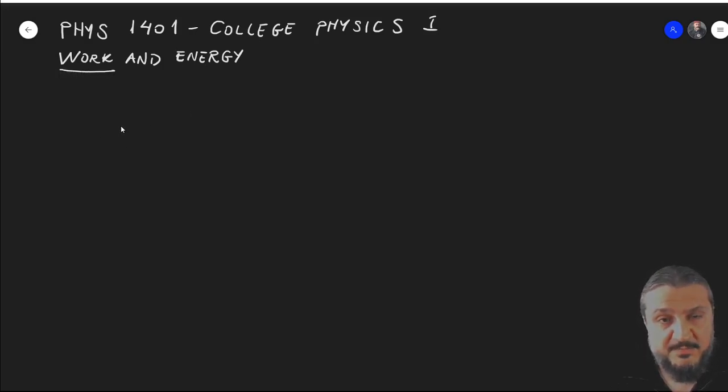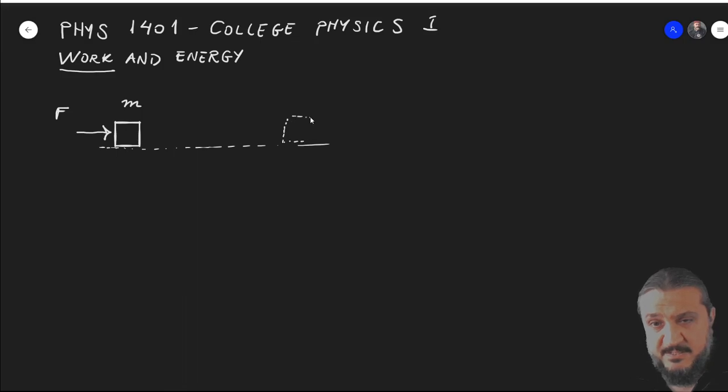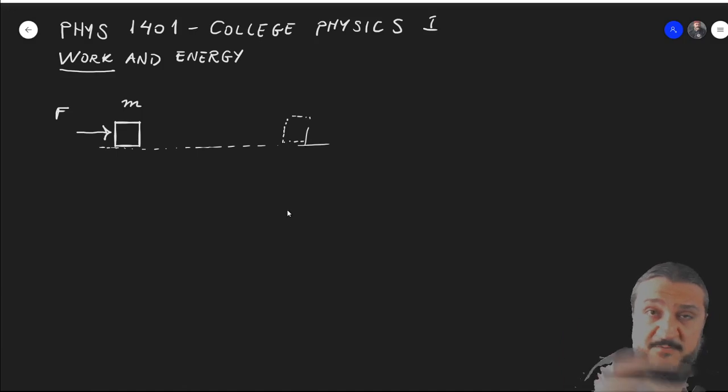There has to be an object, and there has to be a force acting on the object. Let's start with the easiest, a horizontal force, F. This is an object with mass m. The mass doesn't really matter for now, but we have this horizontal surface that the object is moving on, and then maybe it ends up here at a later time. And time doesn't really matter. This could be slow or fast.